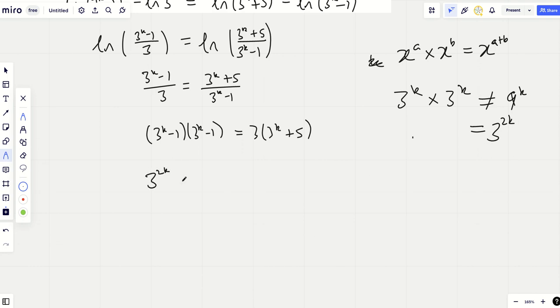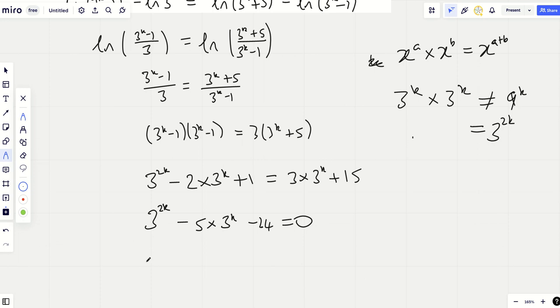So you get 3 to the 2k minus 3 to the k minus 3 to the k. Well, that's minus 2 times 3 to the k plus 1. And that equals 3 times 3 to the k plus 15. Okay, this is a disguised quadratic. You've got 3 to the 2k minus, by the look of it, 5 times 3 to the k, and then minus 14, equals 0, yeah? We can now factorize that. Hope we can factorize it. It feels like we can.